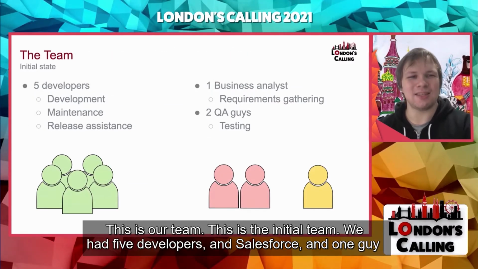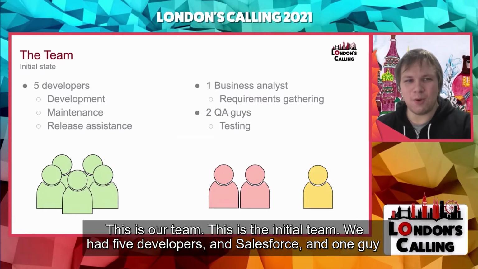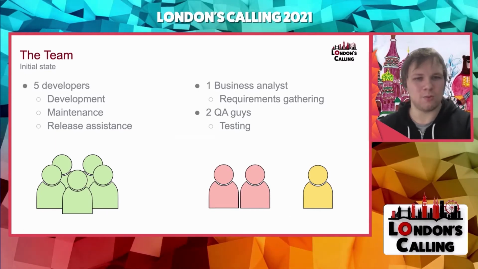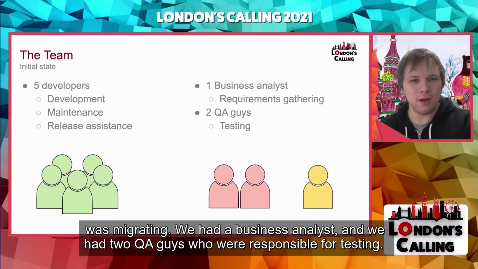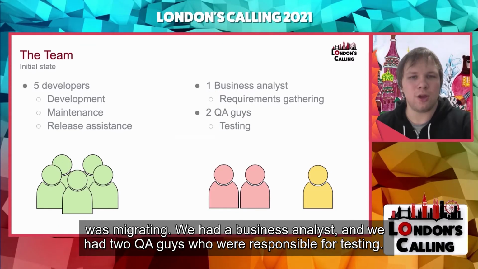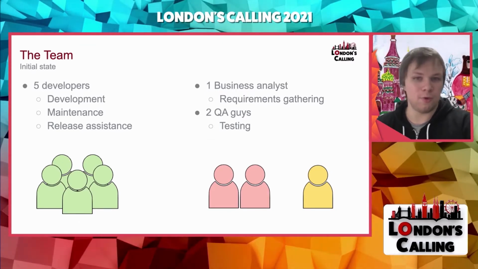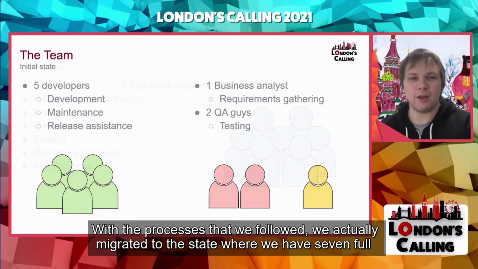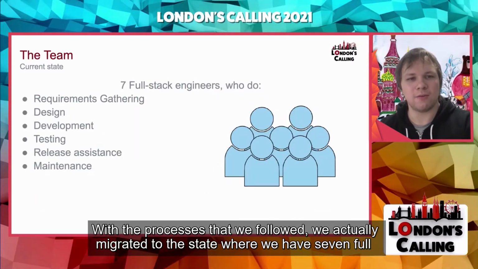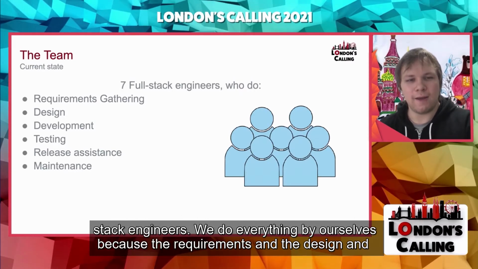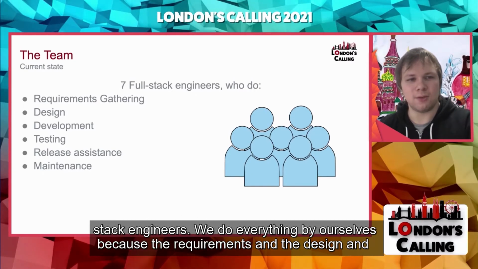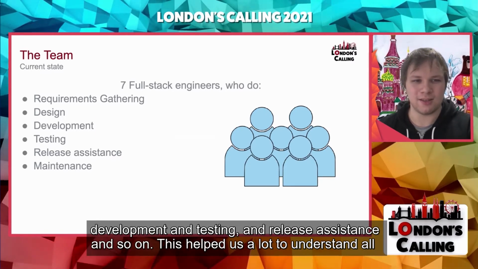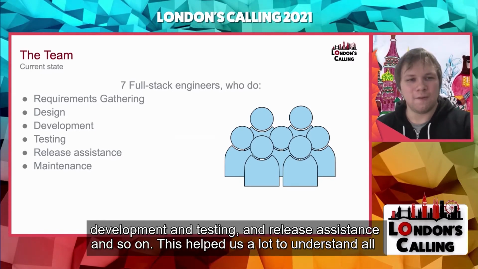Let's meet us, or at least some representation of us. This is the initial state of our team. We had 5 developers, 4 with Salesforce background and 1 guy migrating from Java. We had a business analyst, and we had 2 QA guys who were responsible for testing, obviously. But with the processes that we followed, we migrated to the state where we have 7 full stack engineers, and we do everything by ourselves. We do the requirements gathering, design, development, testing, release, and so on.